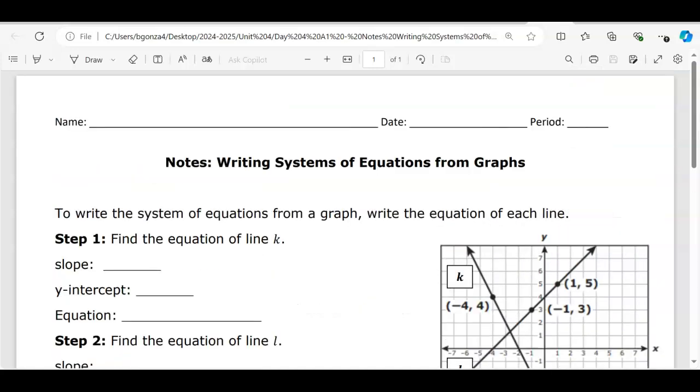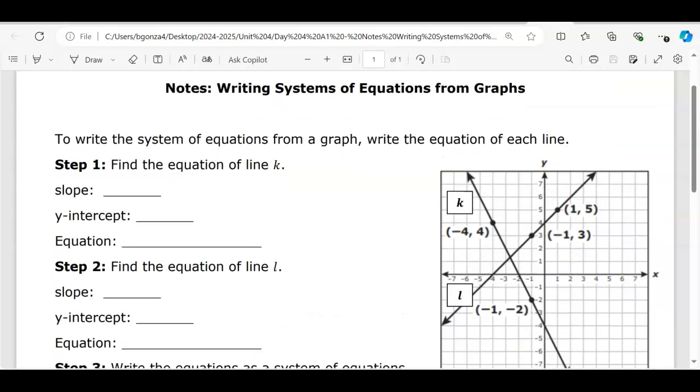Here we go. All right, writing systems of equations from graphs. All right, everyone's with me? This shouldn't be too long. This is kind of stuff we've already done. We've already gotten an equation from a line. Now we're just doing it twice, pretty much. So to write the system of equations, we need to write the equation of each line. That's it. Okay.